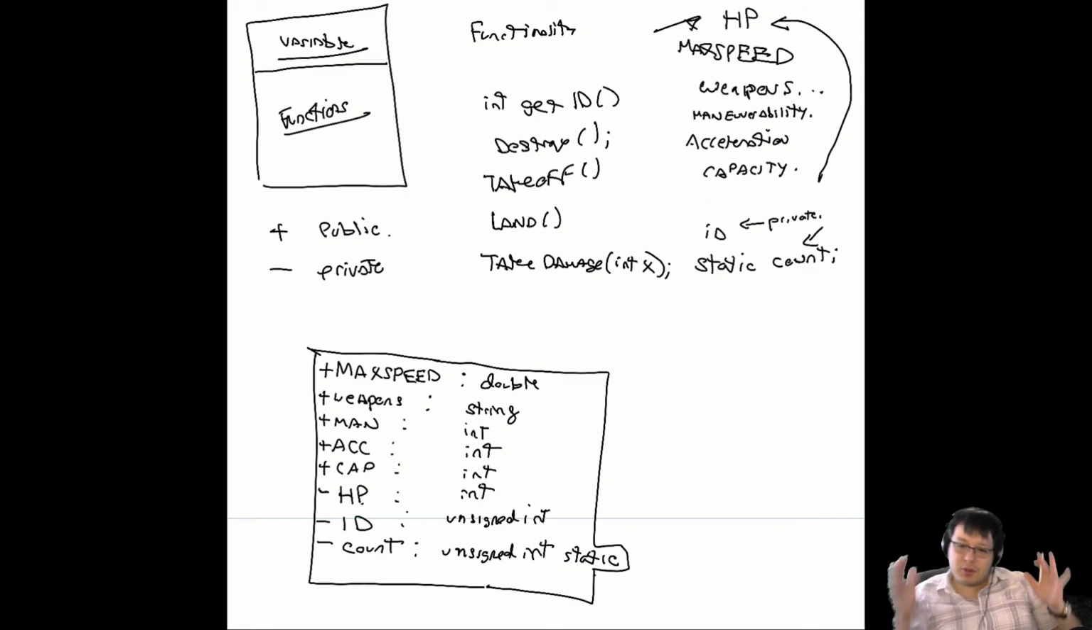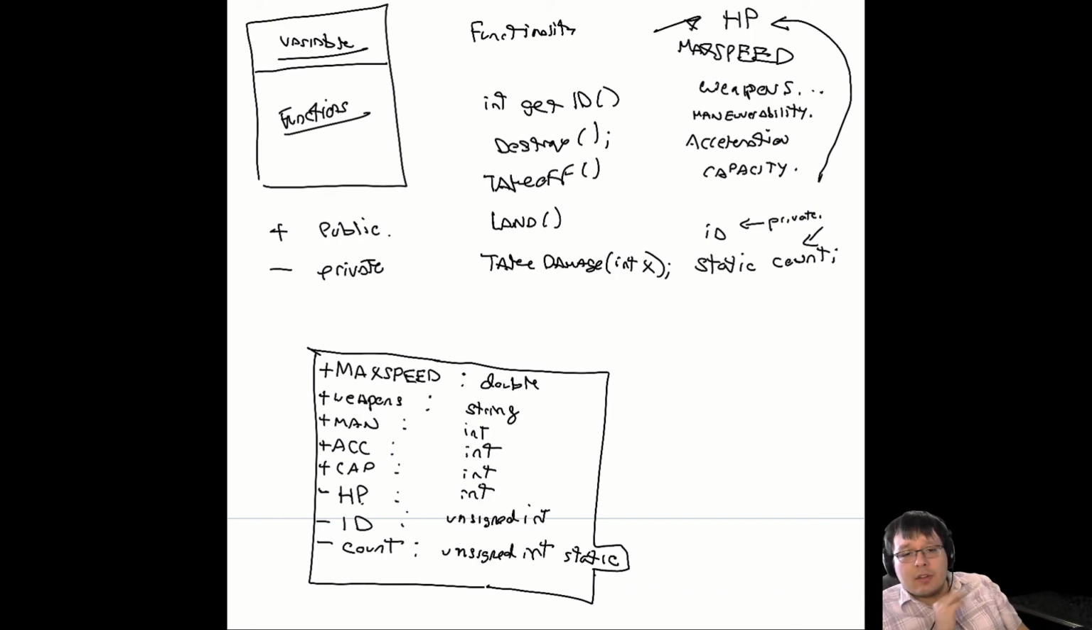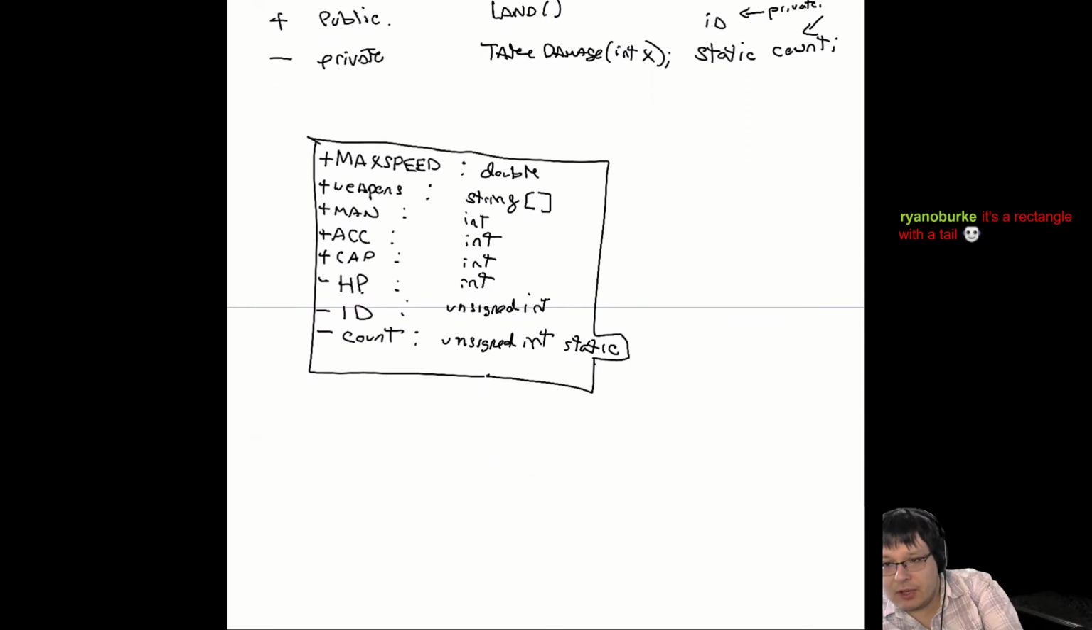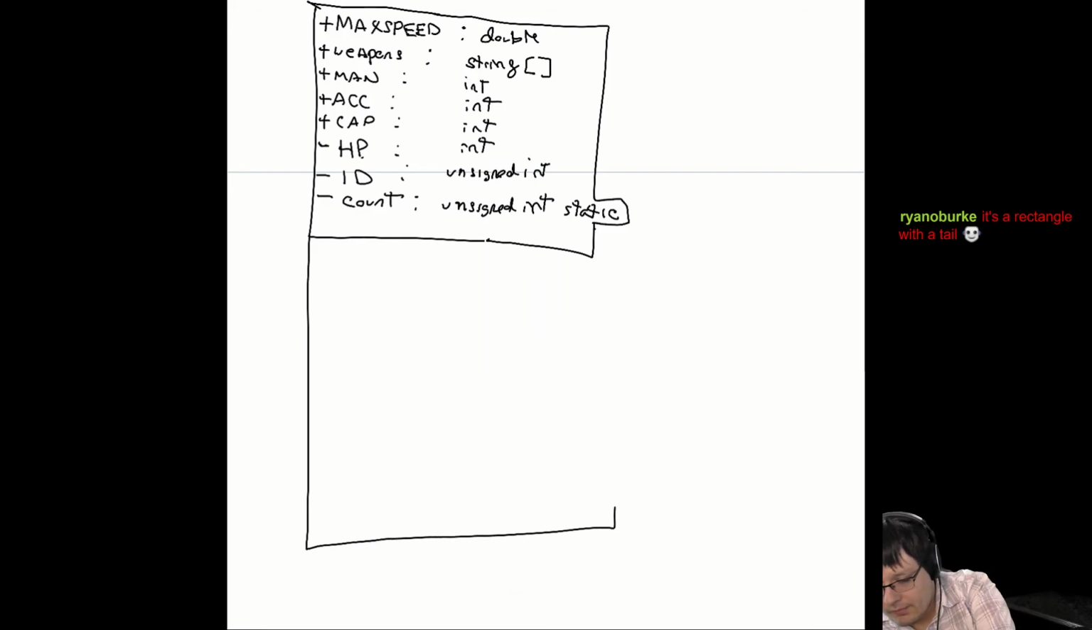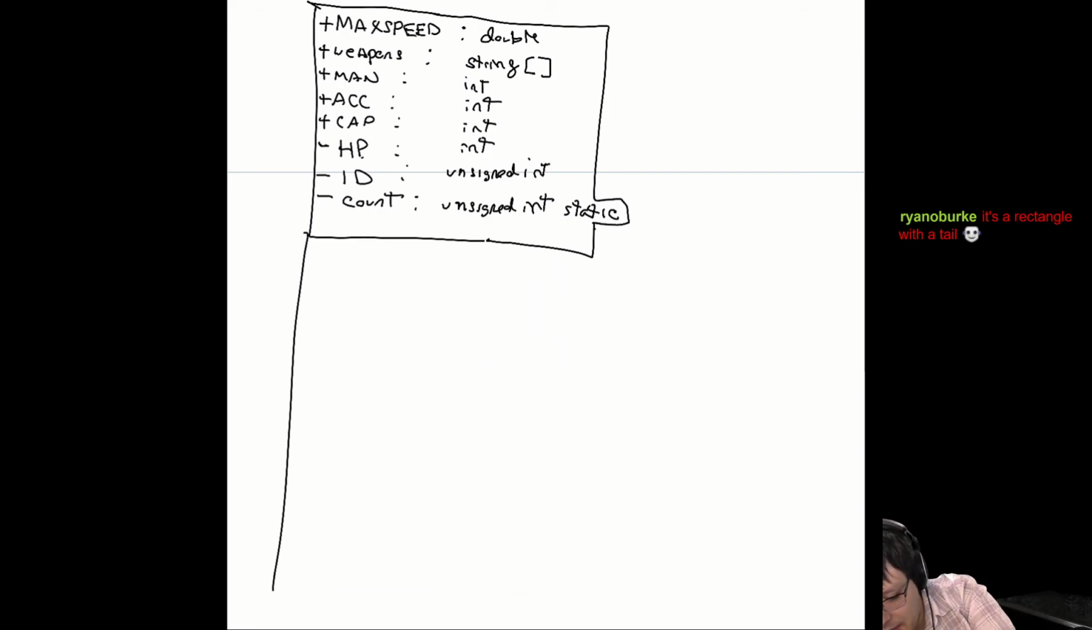Okay, we kind of screwed up the rectangle, but it's a rectangle, okay? So that's the first part of it. By the way, if we had an array, suppose that we had a weapons array, because you can have more than one weapon, then you can just do that. So now we have a string array. So we'll do it like there's multiple weapons. So yes, it's a rectangle with a tail. And now I made it worse.